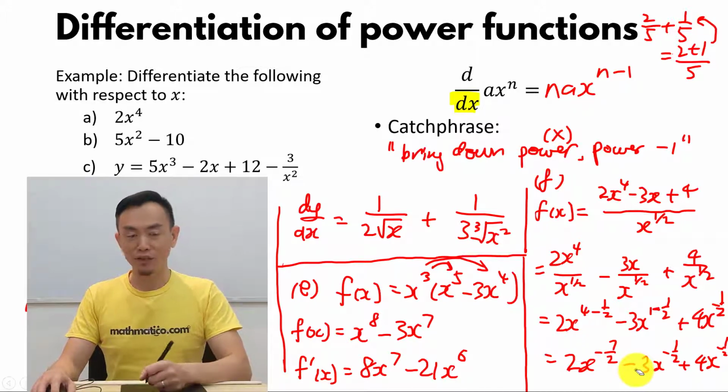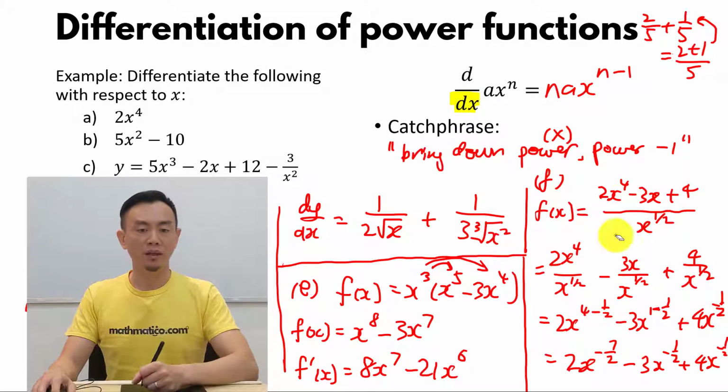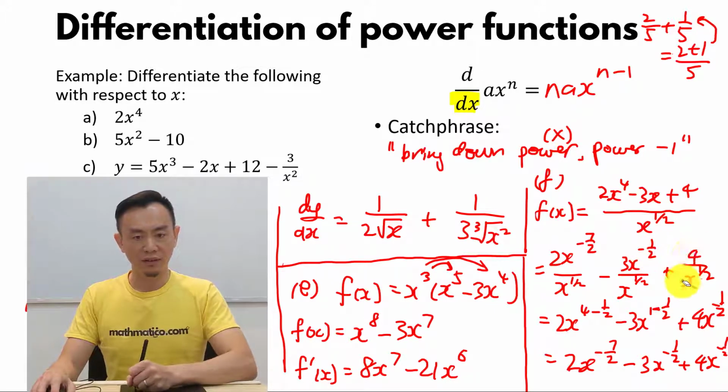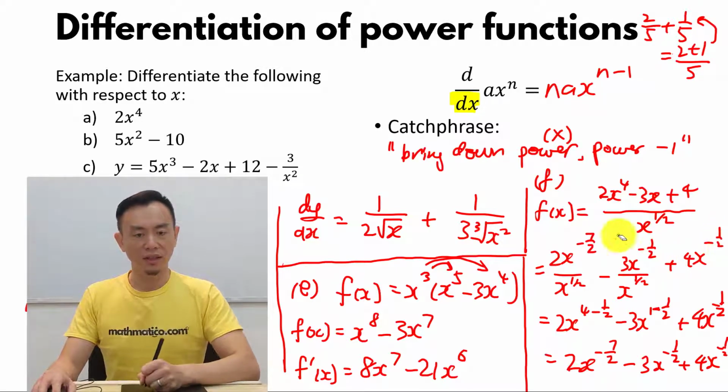Now we can start the differentiation, after we get this form. So I'm just going to clear out and get some space here. We have 2x to the power of 7 over 2 minus 3x to the power of half plus 4x to the power of negative half.